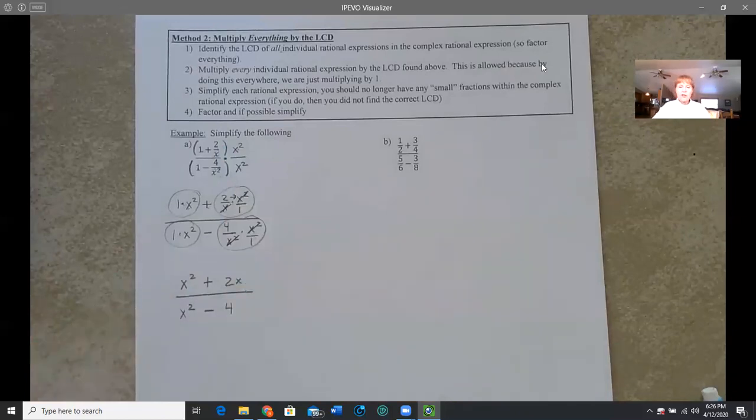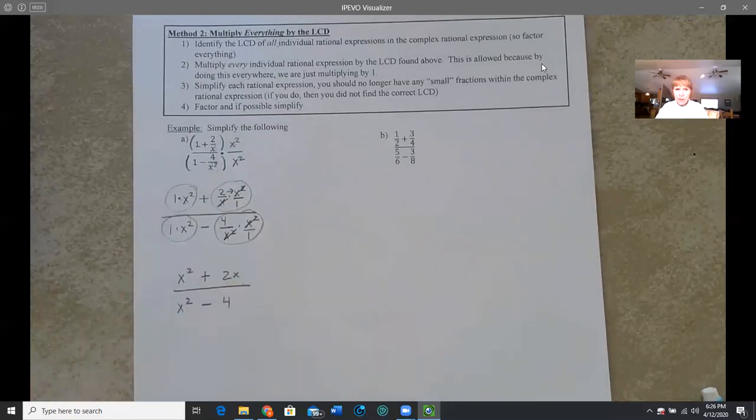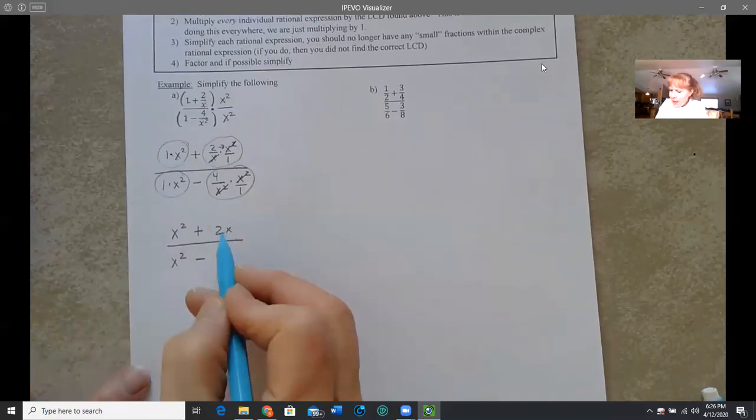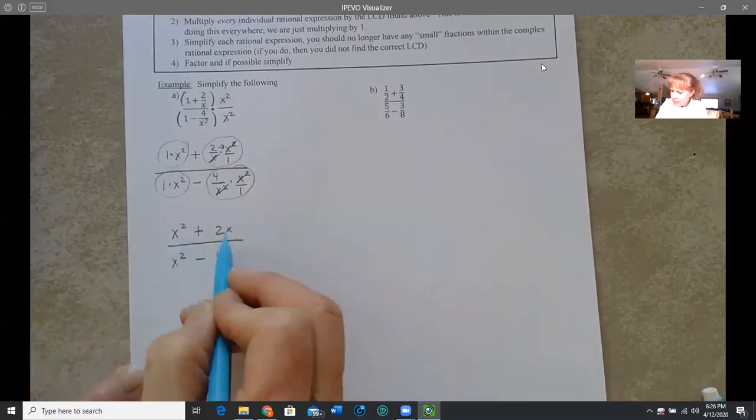Now, we're to section 7.1. You factor if you can, and then you simplify if you can. Well, to factor the numerator, take out what's in common.